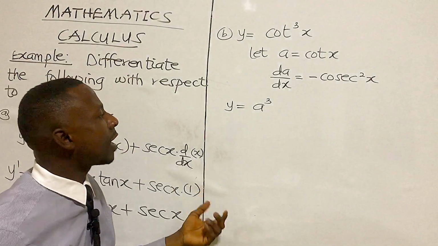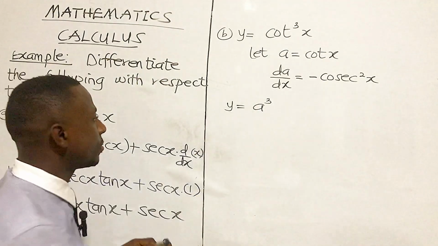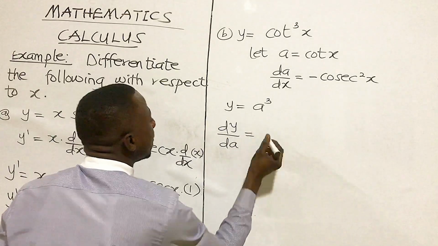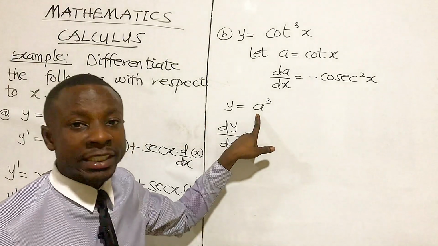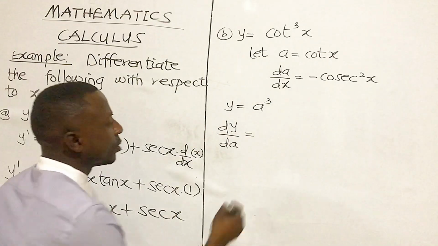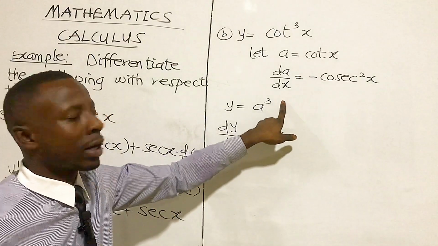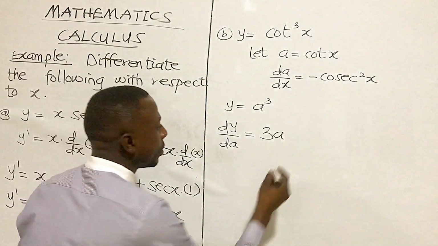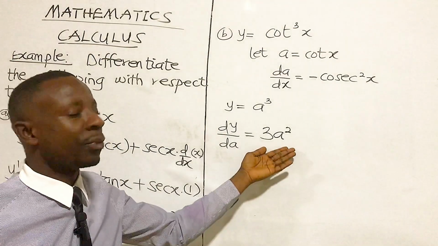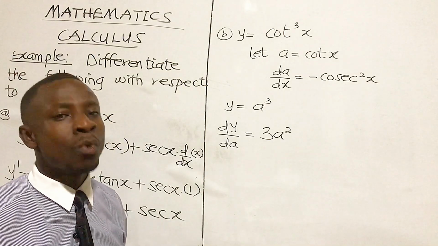From here, we are now going to differentiate y with respect to a. So we have dy over da is equal to, when you're differentiating a cubed, the 3 will multiply the a, so we have 3a. Then we take 1 from the exponent, so we get 2. So at the end of it all, we are getting 3a squared. Now let's find dy over dx.